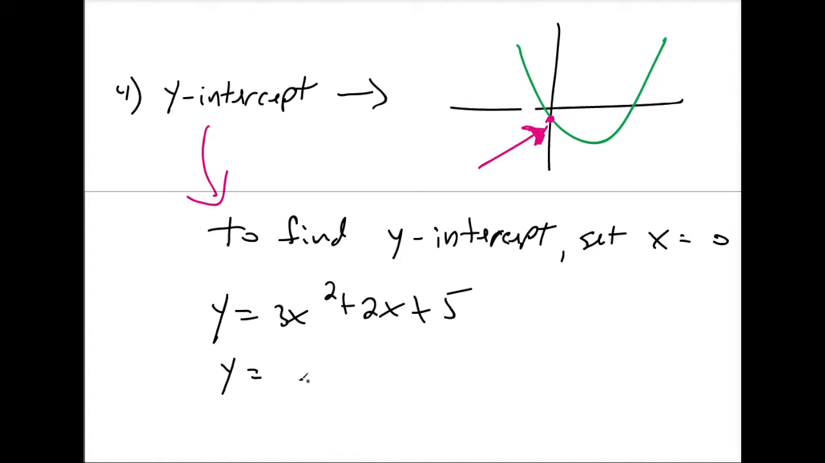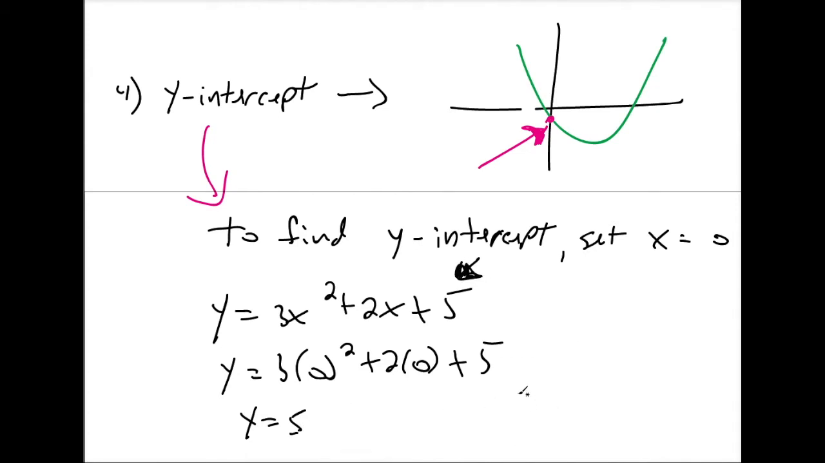Set x equal to 0. So look, 3 times 0 squared plus 2 times 0 plus 5. What does that work out to? 5. It's also this last number here that doesn't have an x on it. So it's y is equal to 5.